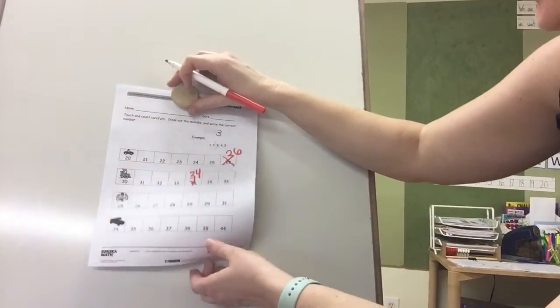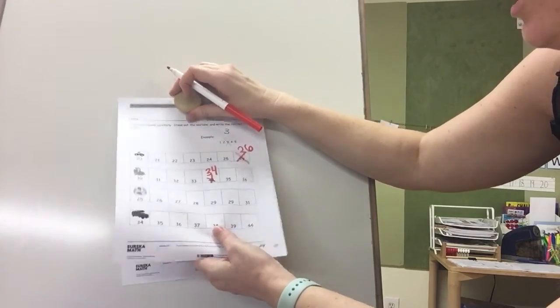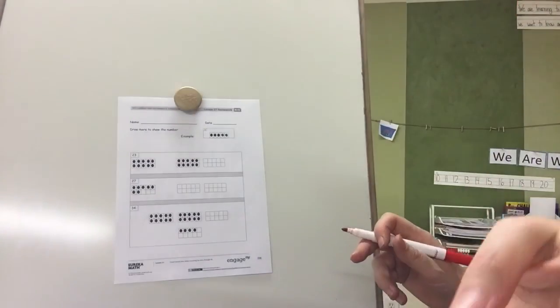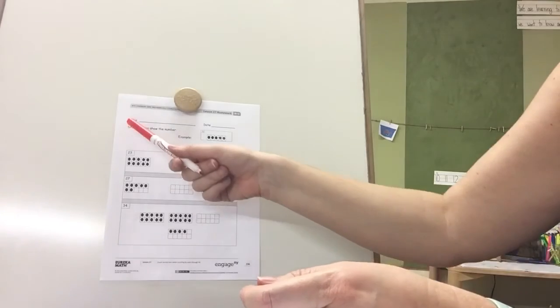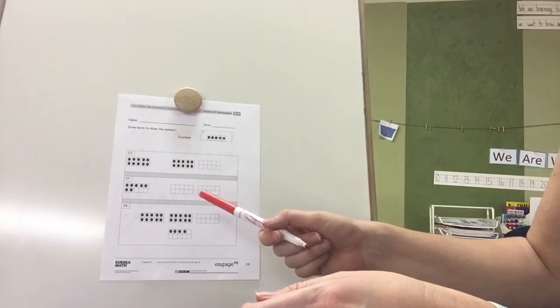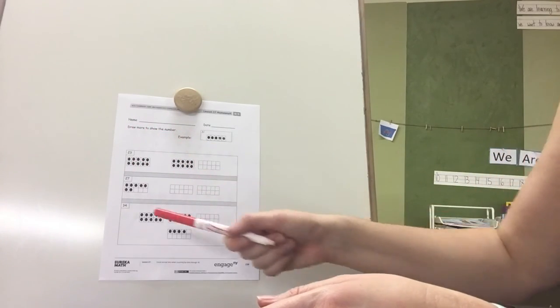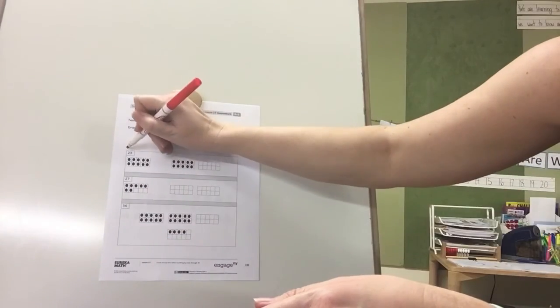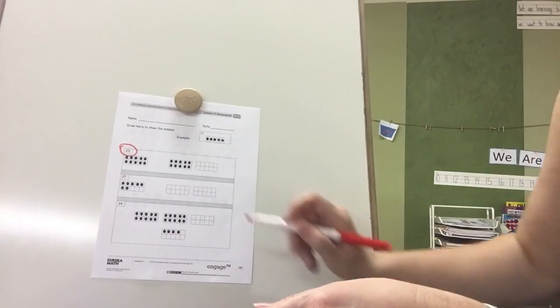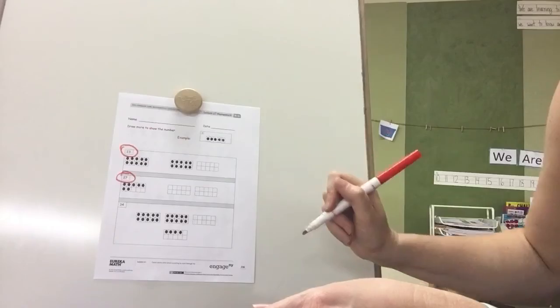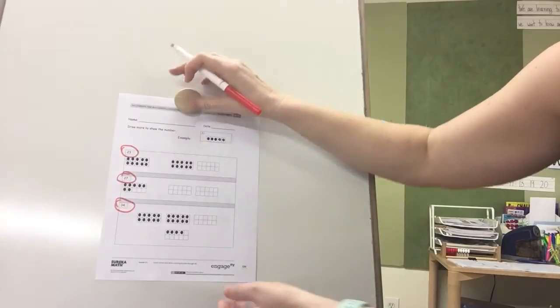So do the last two on your own. Find the wrong number and cross it out. And then draw more to show the number. The number's right here. So you need 27 dots. And you need 34 dots.